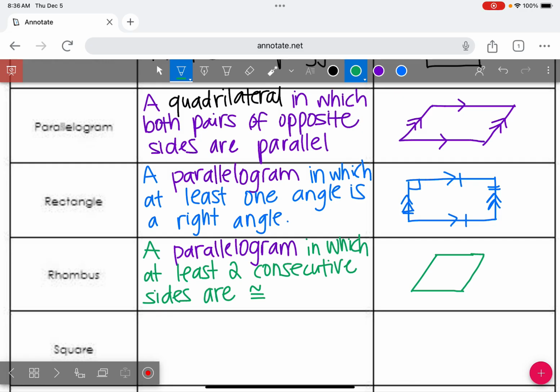Since it's a parallelogram, both pairs of opposite sides are parallel, so I'll mark that in my diagram. And at least 2 consecutive sides are congruent. So here, I'm going to show that the sides are all congruent.